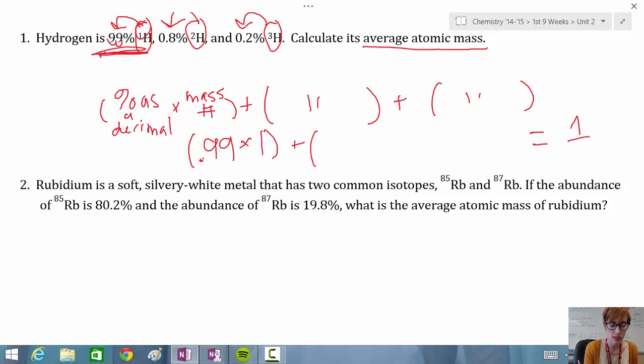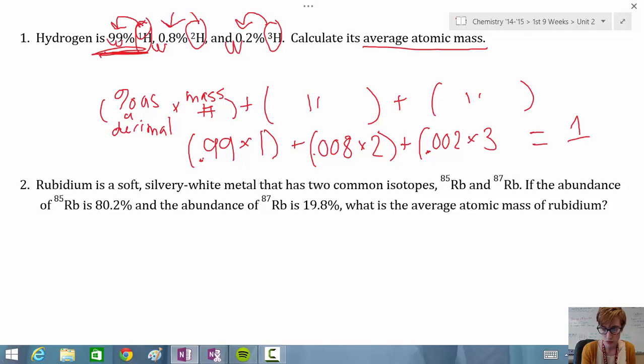What's my second isotope? It's a mass of 2, and it's 0.8% abundant. Again, if I move the decimal over 2 spots, it's 0.008, and then I multiply it by the mass, which is 2. Now I'm going to add that to my third isotope. My third isotope is 0.2% abundant, so as a decimal, I move the decimal over twice, and it's 0.002, and then I multiply it by the mass of 3.